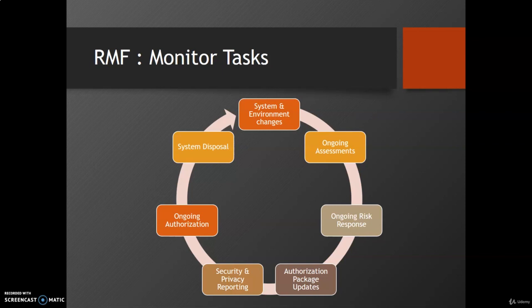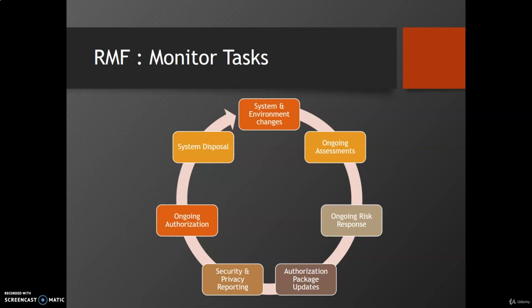Let's look into task 6, that is ongoing authorization. Review the security and privacy posture of the system on an ongoing basis to determine whether the risk remains acceptable. To employ an ongoing authorization approach, the organization has to put in place organization-level and system-level continuous monitoring processes to assess implemented controls on an ongoing basis.